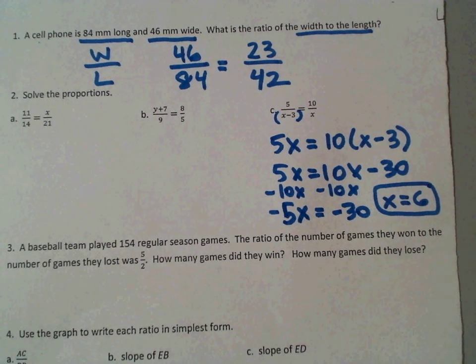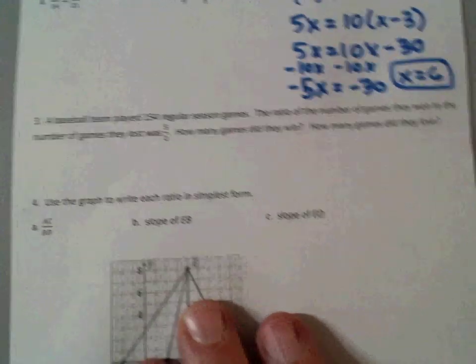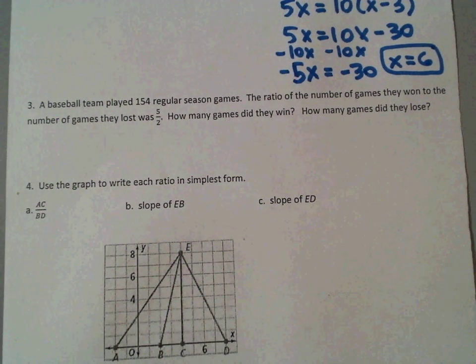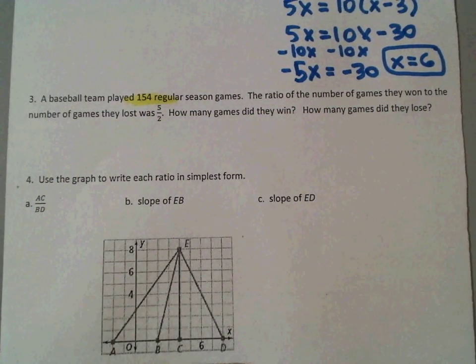Okay, let's see if you can get number 3. I like 3. It's kind of like the apples and oranges problem. A baseball team played 154 regular season games. Now, know in your head, what does the 154 represent? The total. Good job. It's not always like that, but that's what they just told you. That is a total.